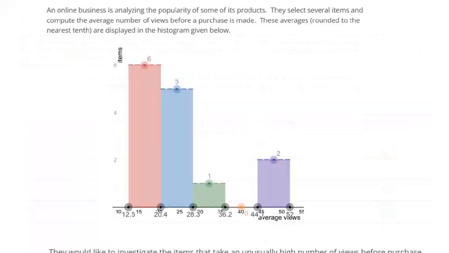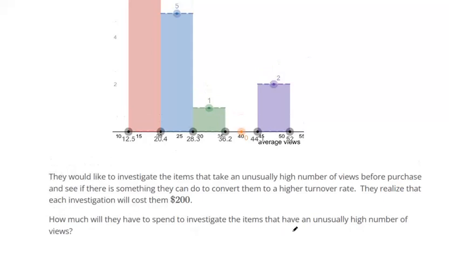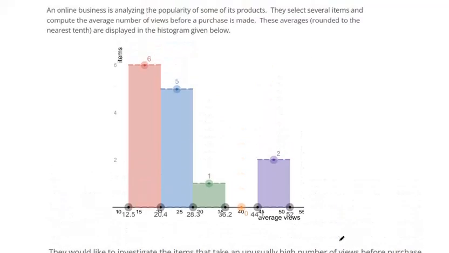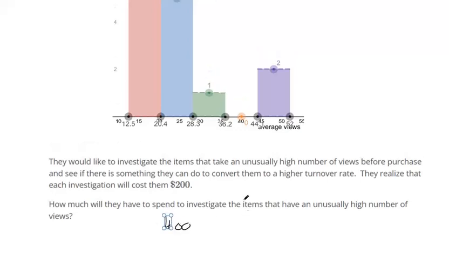So they gave us a histogram, and they're asking us how much will they have to spend to investigate items that have an unusually high number of views? When you're looking for something unusually high, usually you're looking for a gap like this in the histogram. So there looks to be 2 that have an unusually high number of views. I don't know what these are, videos or items, but that means it's $200 each. 2 times 200 gives us $400. So they're going to have to spend $400 to investigate those unusually high views.